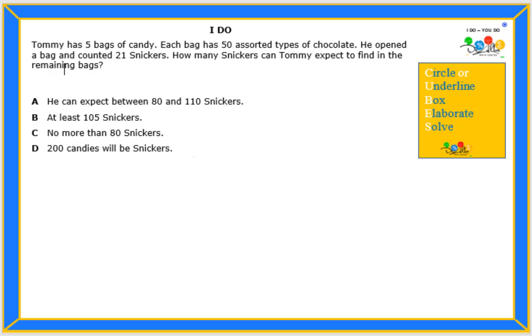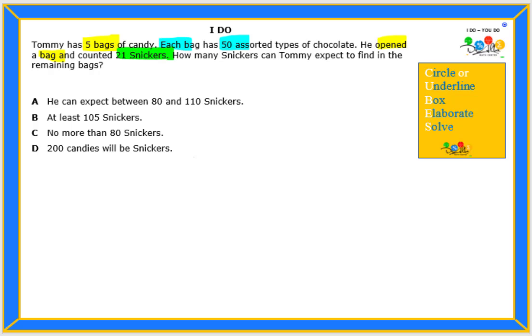Hello, students. Let's read this problem together. Tommy has 5 bags of candy. Each bag has 50 assorted types of chocolates. He opened a bag and counted 21 Snickers. How many Snickers can Tommy expect to find in the remaining bags?